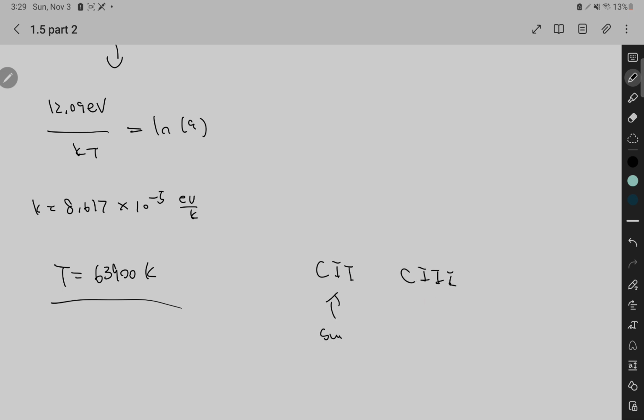So this will be singly ionized carbon. This will be doubly ionized carbon, right? So you could use it to calculate the ratio between ionization states, versus the Boltzmann equation, which is the ratio between different energy levels.